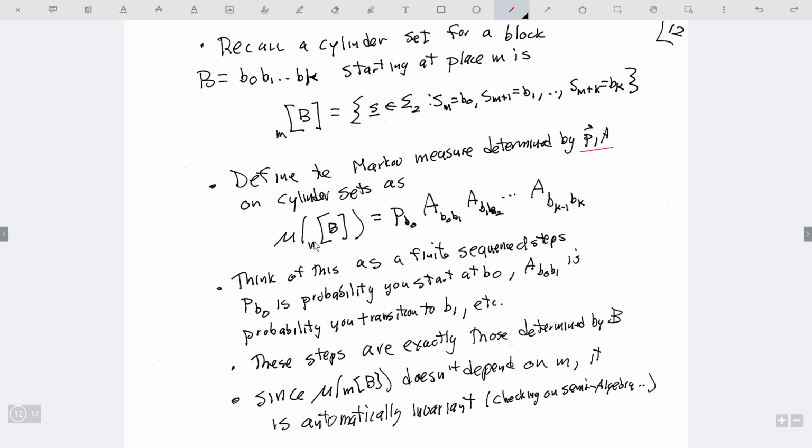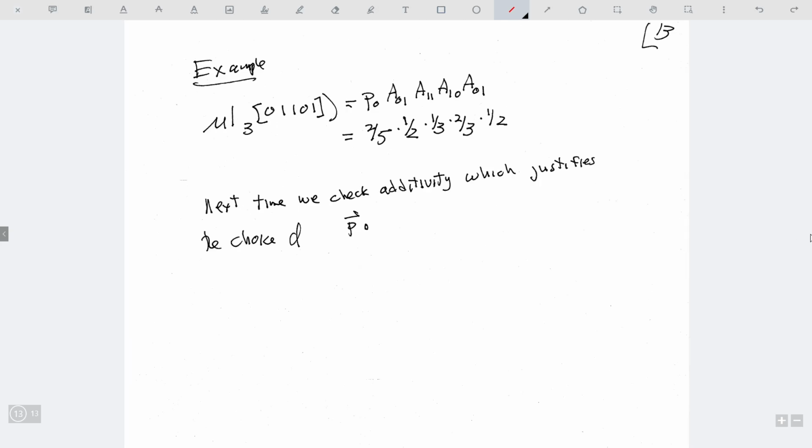Now notice the m doesn't show up anywhere. So every cylinder set, no matter what the starting point, made from the same block has the same measure. So that makes it an invariant measure. But we don't know it's a measure yet. There are some additivity properties we need to check to make it a measure. But I'll do that next time.